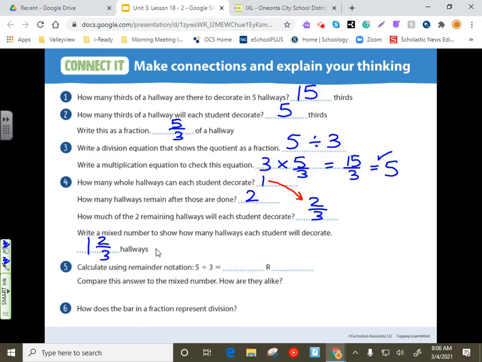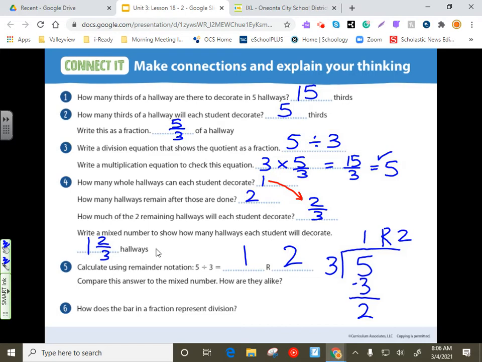Calculate using remainder notation: 5 divided by 3. This is not something I'm going to push hard to use, but 5 divided by 3. And this might be as simple as one of your first problems of doing division with remainder. 5 minus 3 is 2. So it's 1 remainder of 2. And that's what we write over here.